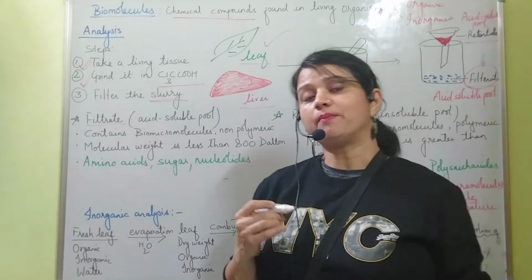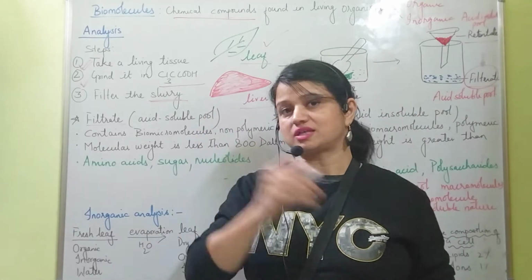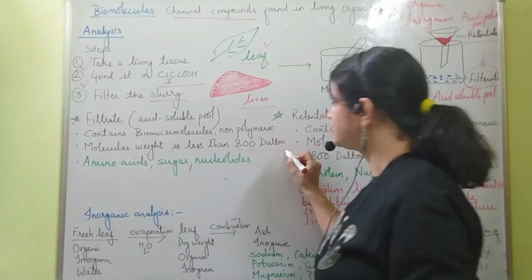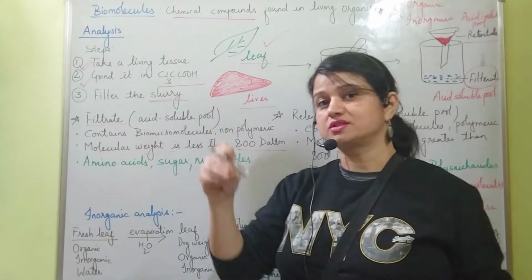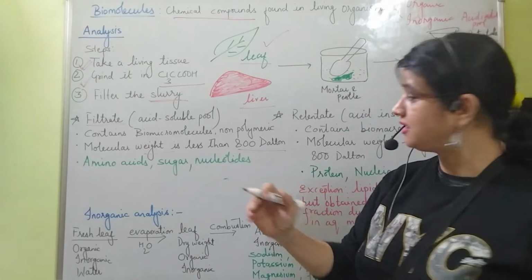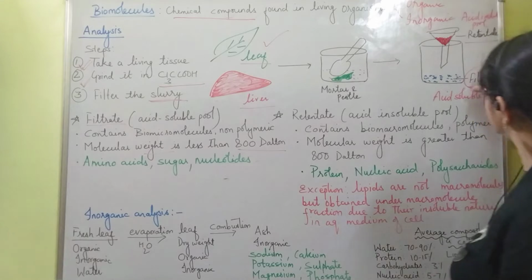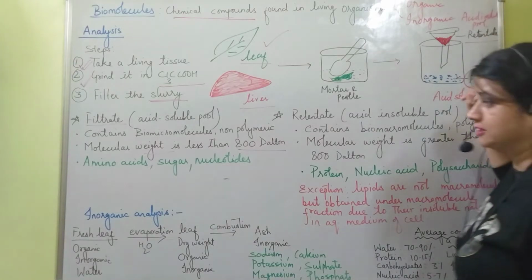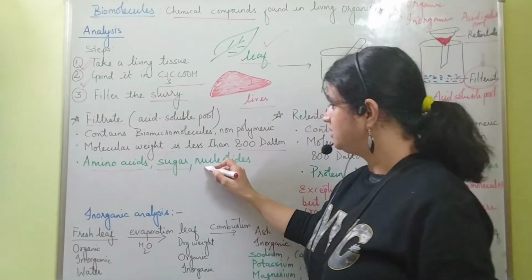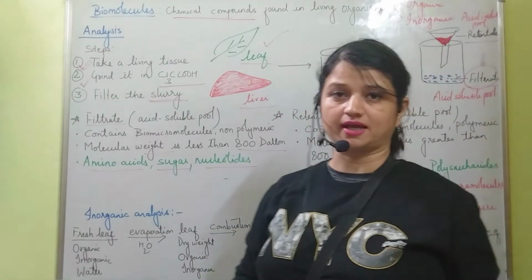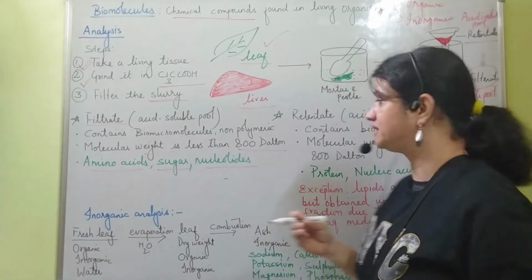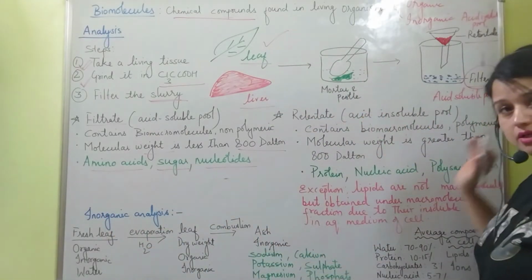biomicromolecules. Biomicromolecules are those substances whose molecular weight is less than 800 Dalton. So all those compounds or substances which have molecular weight less than 800 Dalton will be part of the filtrate. It includes amino acids, sugars, nucleotides, nucleosides. All these are biomicromolecules, and they will be part of the acid soluble pool.